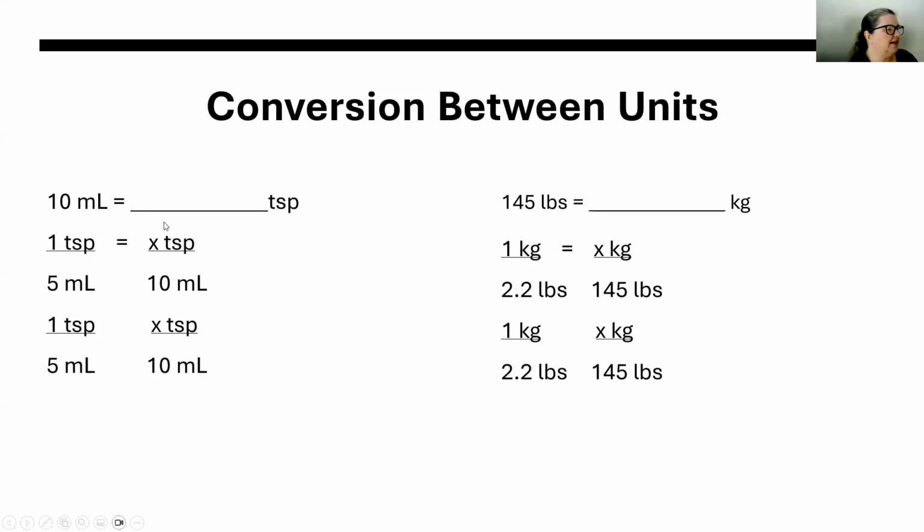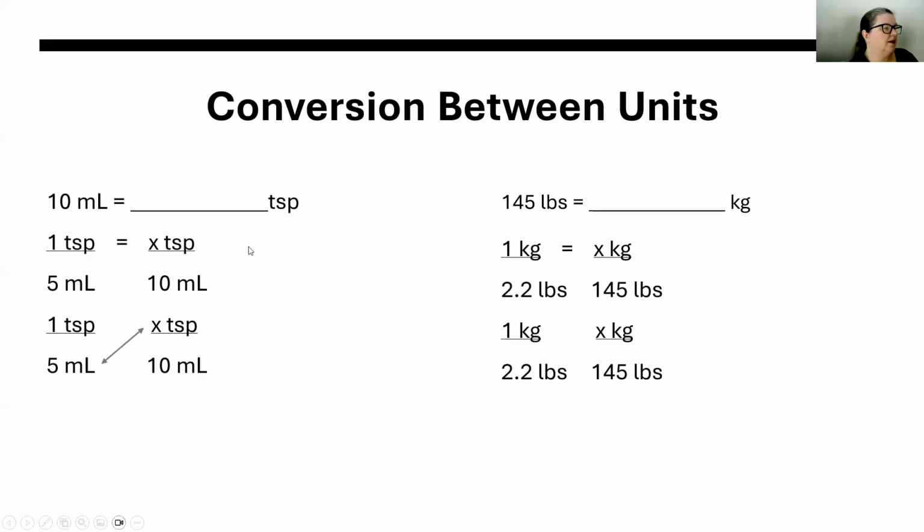I'm going to set it equal to what I don't know, what the problem is. So here's what I know. I know 1 teaspoon is 5 milliliters. What I don't know is this problem. I don't know how many teaspoons. So when we don't know, we put x as a placeholder, as an unknown, for how many is 10 milliliters.